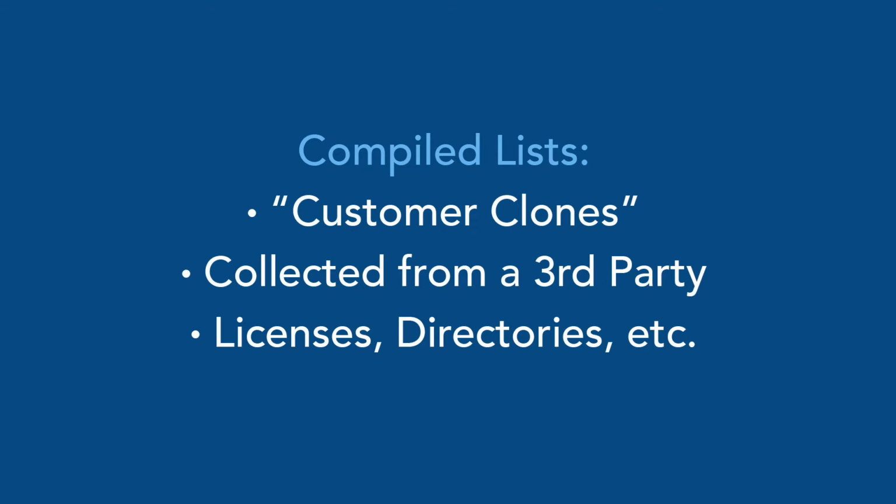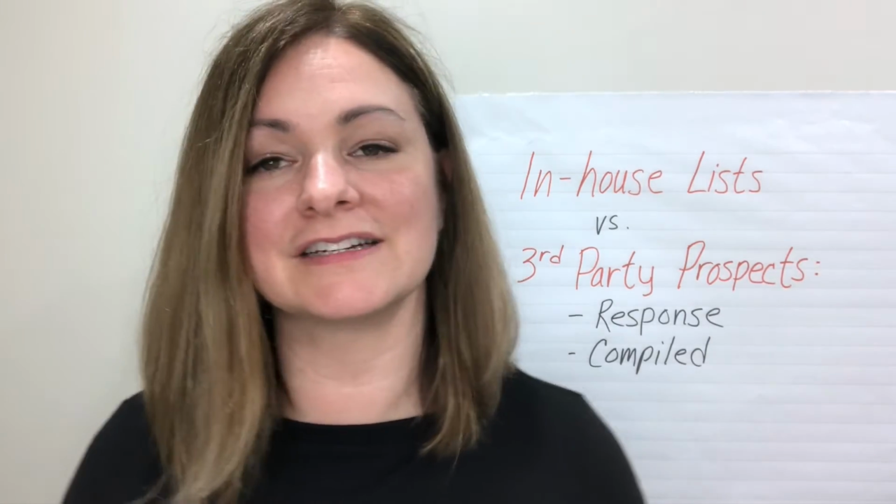And then compiled lists. Ultimately here what you're trying to do is find customer clones, so to speak, and they are a collection of names from a third party like directories and public records and professional licenses, warranty, product registrations, etc. My favorite list compiler is AccuZip.